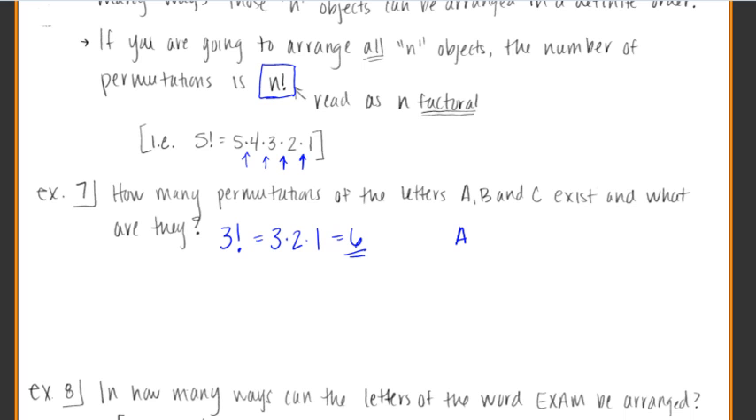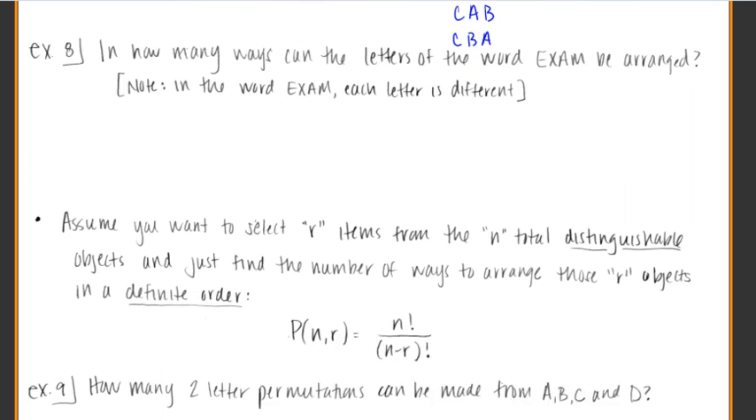So let's write them out. There's ABC, ACB, BAC, BCA, CAB, and CBA. There's all 6, just like that. So obviously, with something small, we can list them all out, but when you get to something like 10 factorial, you're definitely not going to want to list them out. All right, let's go to example number 8.